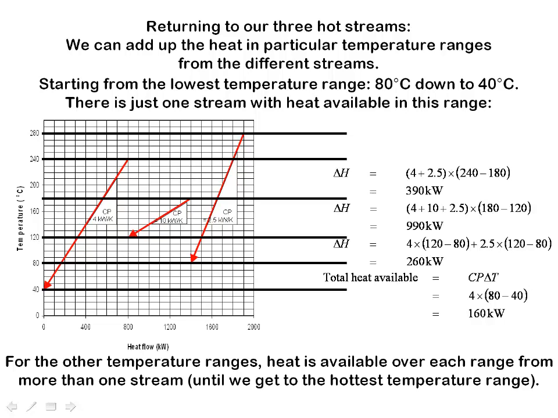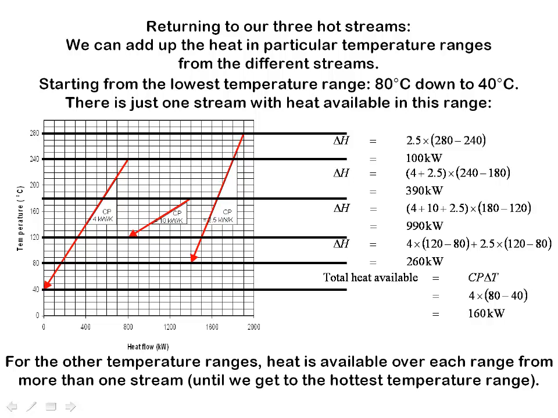Our next temperature range is from 240 degrees down to 180. Once again, we've just got two streams contributing in this range, the first stream and the third one. So adding their flowing heat capacities, 4 plus 2.5, gives us 6.5 times a temperature change of 60, gives us a total of 390 kilowatts. And then our very hottest heat, we've only got one stream at this very hottest temperature range of 280 down to 240. It's our stream with the flowing heat capacity of 2.5, so 2.5 times a temperature change of 40 gives us 100 kilowatts up at that highest temperature.